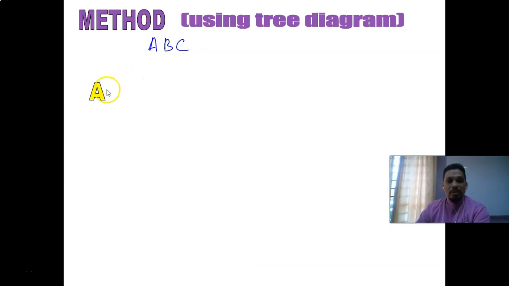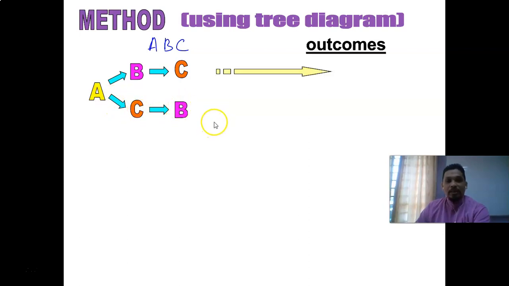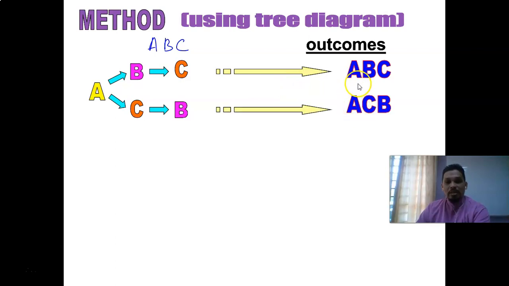We may begin the arrangement from the letter A. Then the second letter might be B or C. If I choose A first and then B, then of course we have another one here with C. Or A, then C, and the final letter will be B. So the outcomes are A, B, C and A, C, B.